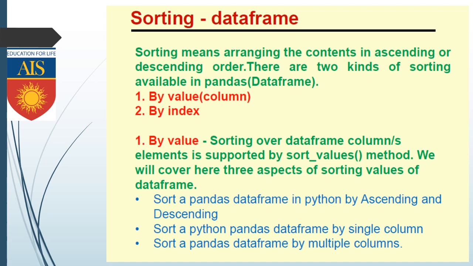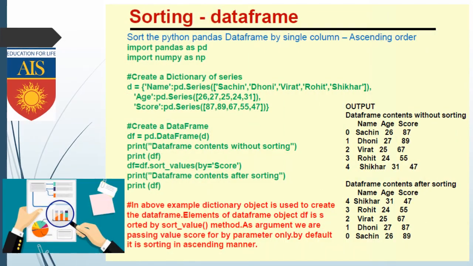Sort a pandas data frame in Python by ascending and descending order. Sort a Python pandas data frame by a single column. Sort a pandas data frame by multiple columns. First, sort the Python pandas data frame by a single column in ascending order. In that case we need to write code this way.